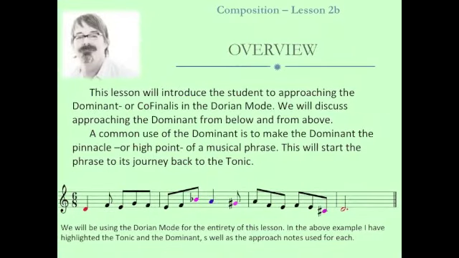This lesson will introduce the student to approaching the dominant, or cofinalis, of the Dorian mode. We are going to discuss approaching the dominant, or the A, from below and from above. A common use of the dominant is to make the dominant the pinnacle or the high point of a musical phrase. This starts the phrase back to its journey to the tonic. If you will look at the above example, I show all the instances of the tonic and the dominant and their approaching notes.